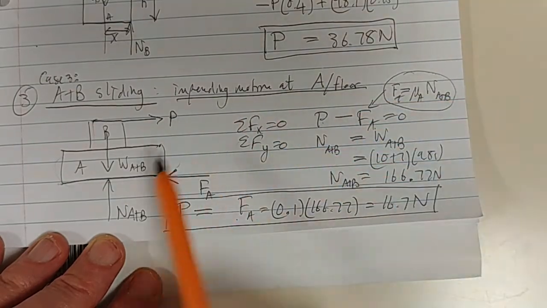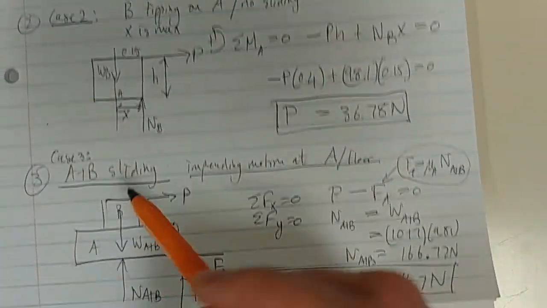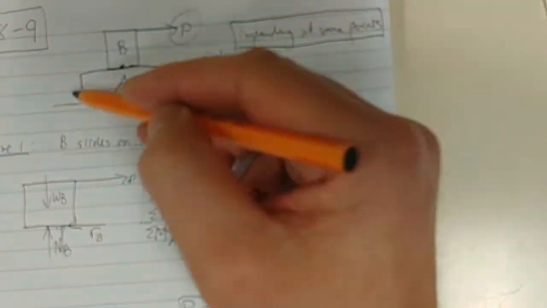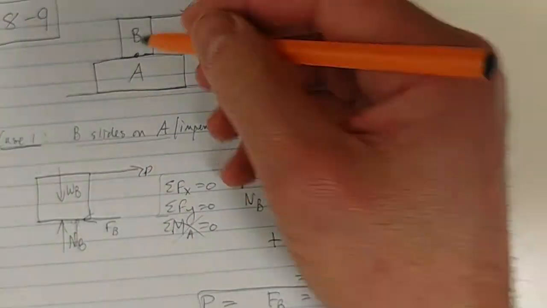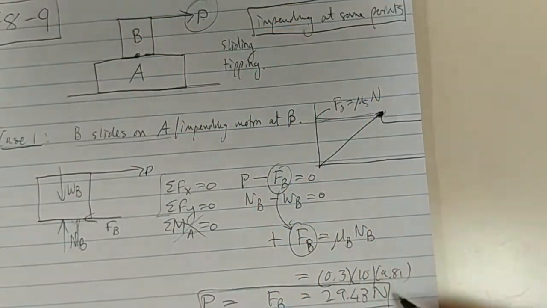All right? So what's going to happen first is this whole system is going to slide at the floor before B slides on A and before B tips. Okay? So I hope that helped.